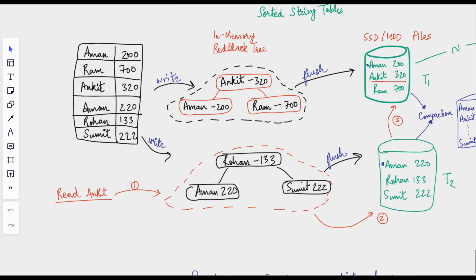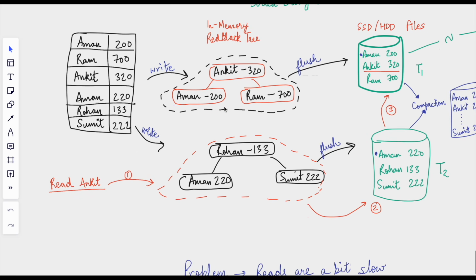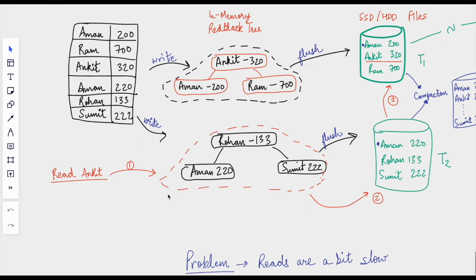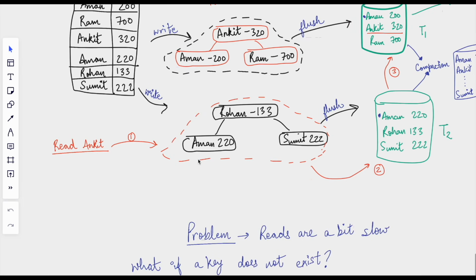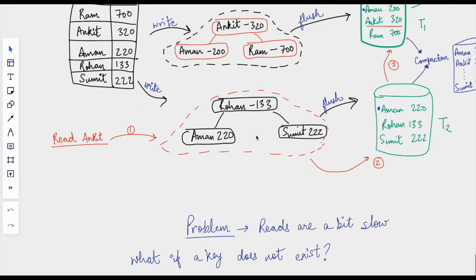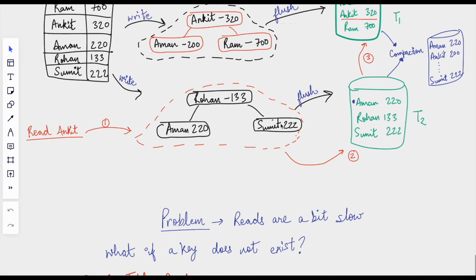In this case, the first 3 writes completed the threshold, and while I am flushing this as an SS table on disk, the next writes can continue to happen on the next instance of the tree, and we can then get rid of the earlier one, right? So for Aman, Rohan and Sumit, this is how the next version of the in-memory tree would look. Again, it will be balanced. Now since the size is 3, it's time for me to flush it.